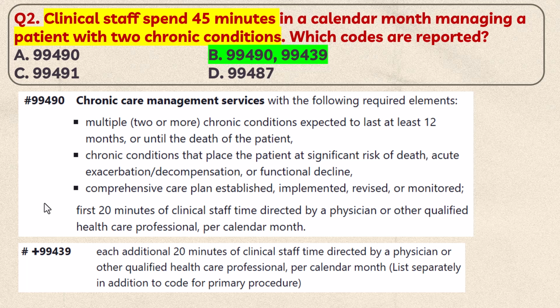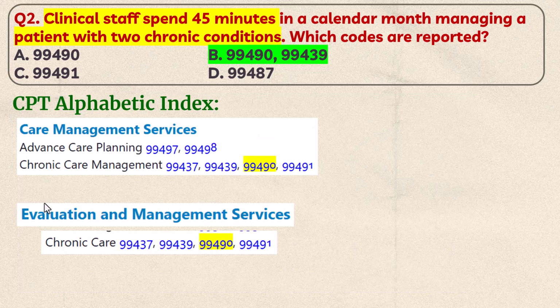If you encounter this case in the real working world, you can use the alphabetic index. In the alphabetic index, you can do it by 2 methods. One is to go to care management services, then select chronic care management. Or else the best method is to go to evaluation and management services. This is the index term, evaluation and management services. Then go to the subterm chronic care. It will lead you to the following code series. Again, come back to the table list and confirm the answer. Once you confirm, the correct answer will be answer B.